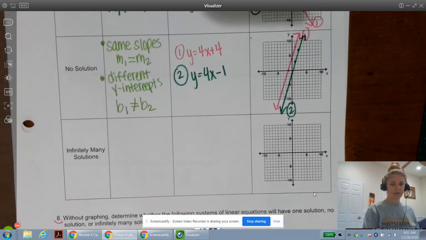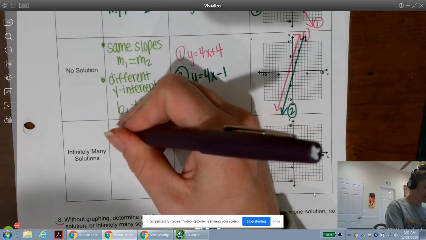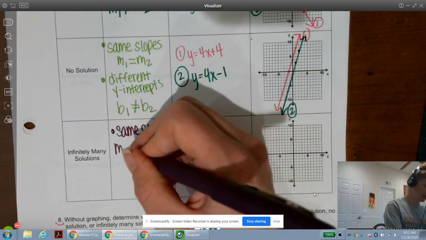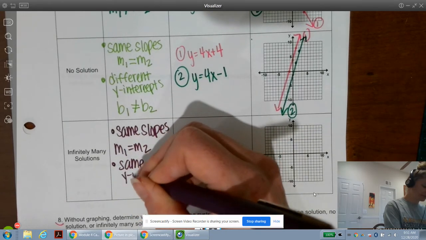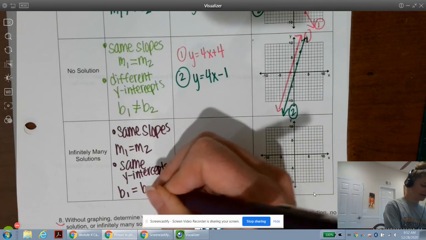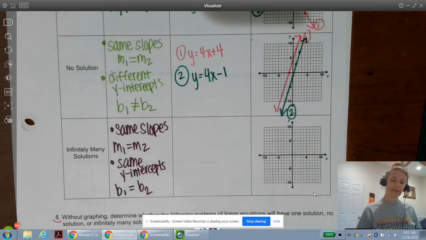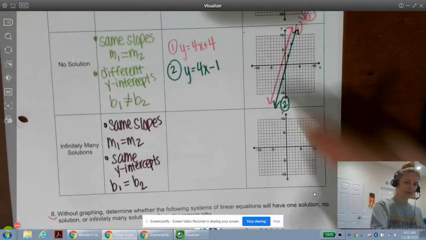Okay, so the last situation we may have with a pair of simultaneous equations is infinitely many solutions. So infinitely many solutions, remember that means they intersect everywhere. So we are going to have the same slopes, equal slopes value, so m1 is equal to m2. And we're going to have equal or same y-intercepts, so the first y-intercept is going to equal the second y-intercept. A lot of times when we are looking at these, we will write them in different forms, not just in slope-intercept. But remember, this does give an example in slope-intercept form.